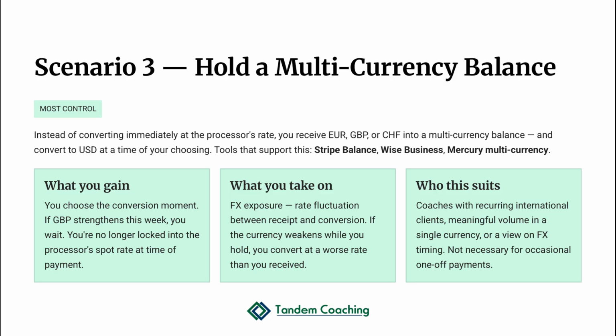You bear the rate fluctuation exposure between the receipt date and the conversion date, but you choose when to convert, which means you can avoid converting on the worst rate days.